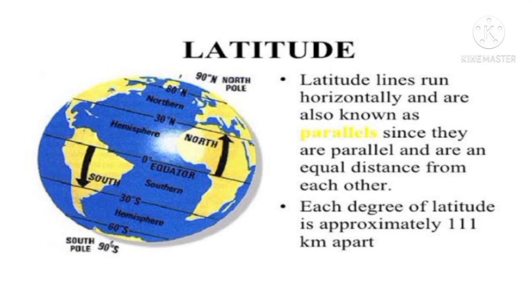Now let's see what is meant by latitude. Latitude lines run horizontally and are also known as parallels since they are parallel and are an equal distance from each other. Each degree of latitude is approximately 111 km apart.